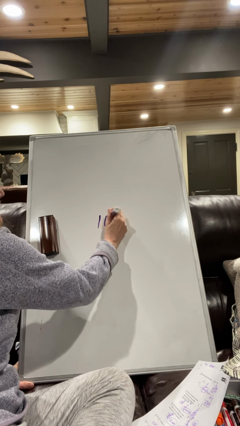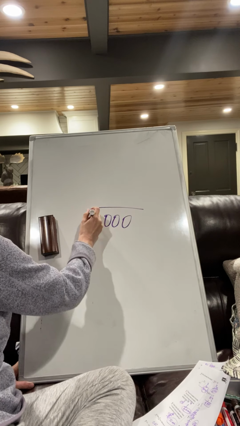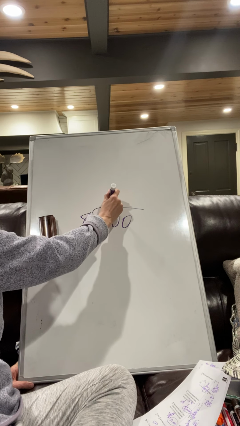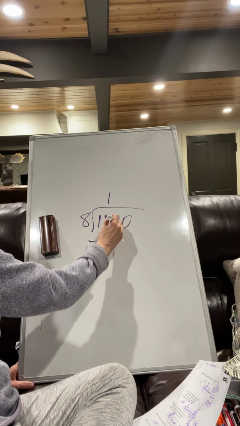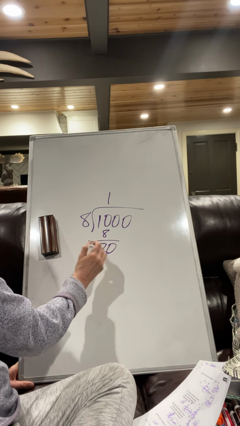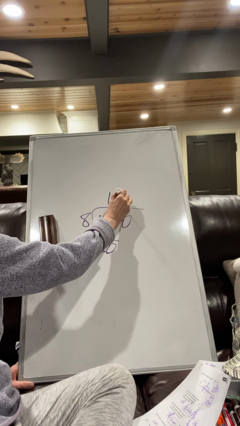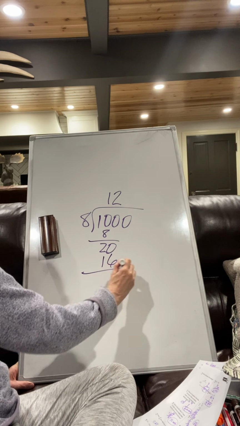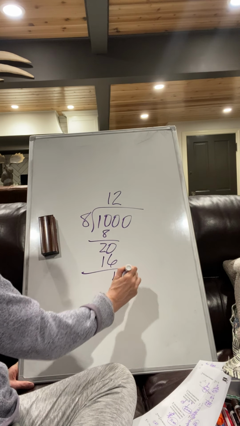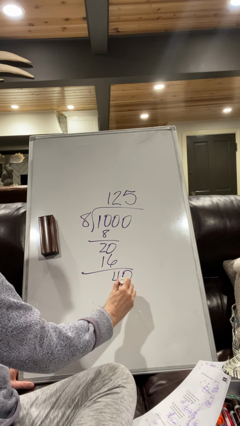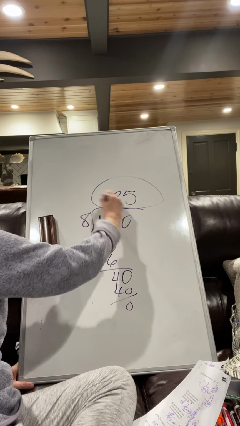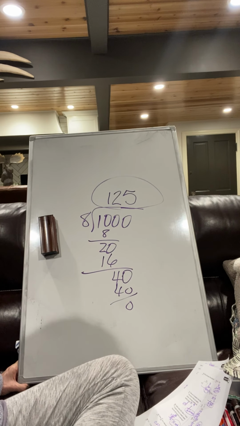1,000 divided by 8. 10 divided by 8 will go one time. Leaves us 2. Bring down our 0. 8 will go into 20 2 times. That's 16. Bring down our 4. Bring down our last 0. 40 divided by 8 is 5. Our answer, 125.